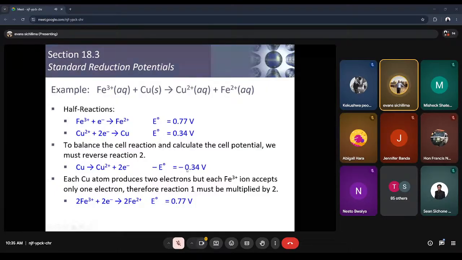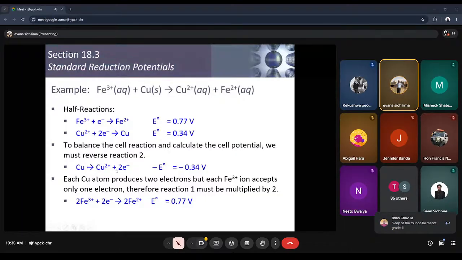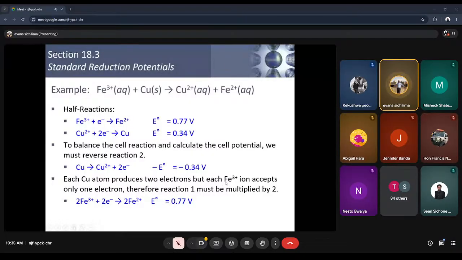Okay. Now, each copper atom produces 2 electrons, as you can see in the case here, because it was moved from copper to copper 2 plus. So meaning it was losing 2 electrons. Okay, so each copper atom produces 2 electrons, but each iron ion accepts only 1 electron. So as you can see from this half equation of iron, it was only gaining 1 electron. So it was moving from iron 3 plus to iron 2 plus, only gaining 1 electron.